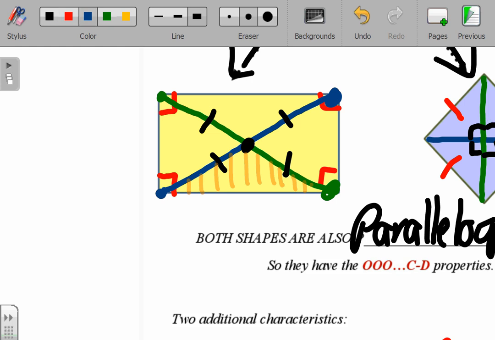So the first thing here is the fact that the diagonals are perpendicular. And the second thing is that the diagonals bisect the corners. They cut the corners in half. It's an important quality.